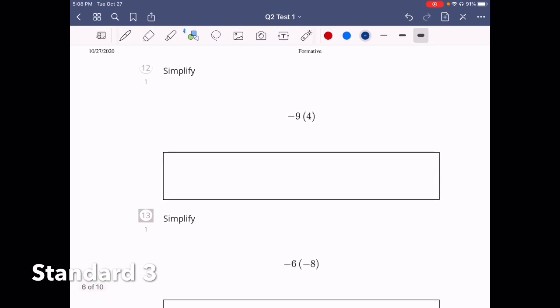Number 12, I have a negative times a positive. Doesn't matter which order. If it's one negative and one positive and I'm multiplying, my answer is going to be negative. 9 times 4 is 36. So I have a negative 36.